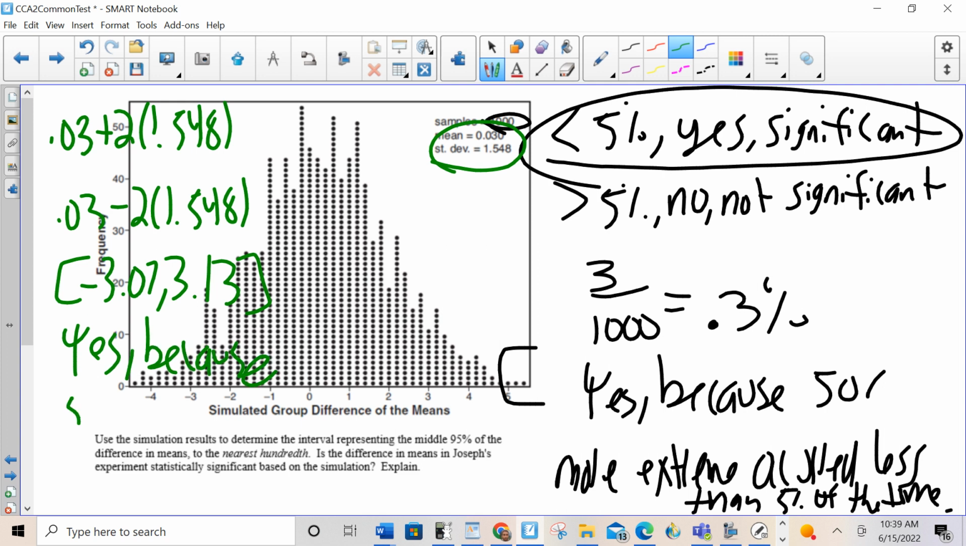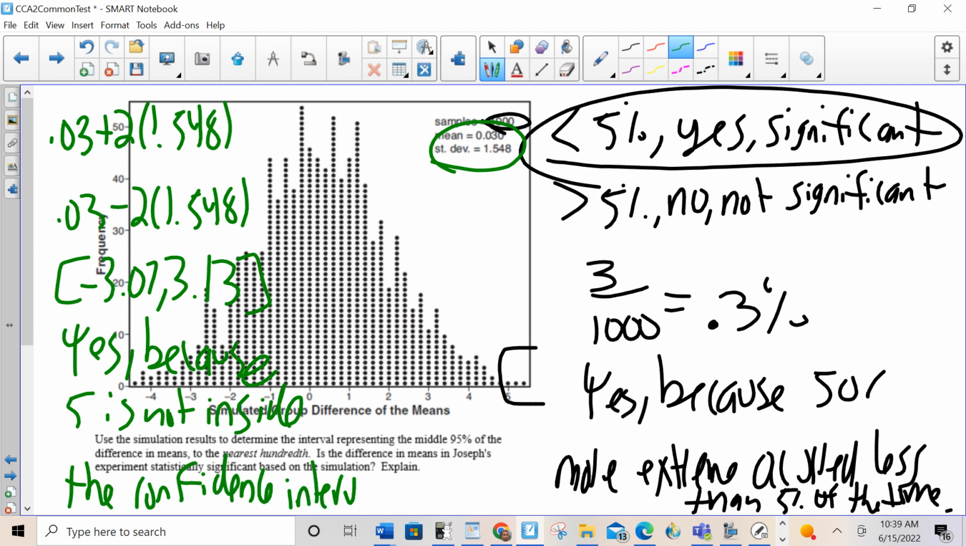So you could have also said yes, because 5 is not inside the confidence interval. For these questions, they usually don't give you the mean and standard deviation, so you usually have to do it as a percent, but in this case, you had two options.